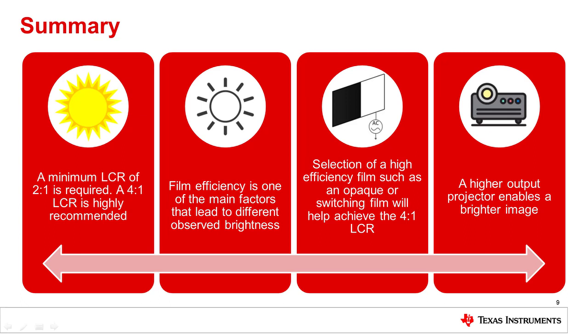To summarize, under high ambient light conditions, a minimum LCR of 2:1 is required for an acceptable image quality. A 4:1 LCR is highly recommended. Film efficiency is one of the main factors that lead to different observed brightness. For applications in high ambient light conditions, the selection of a high-efficiency film, such as an opaque or switching film, will help achieve the 4:1 LCR. A higher output projector enables films to create bright enough images to be seen under high ambient light conditions.